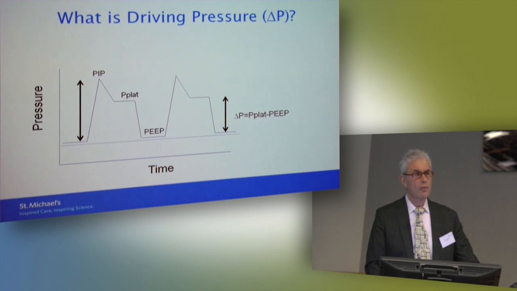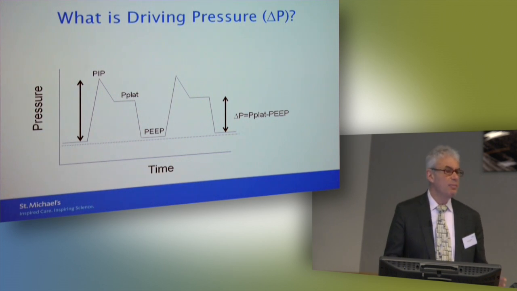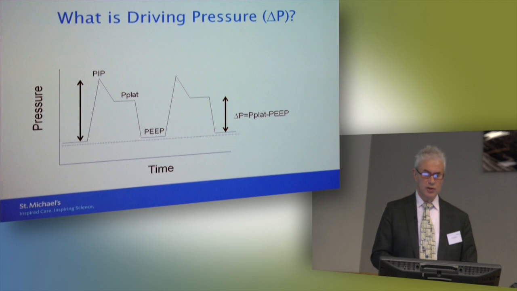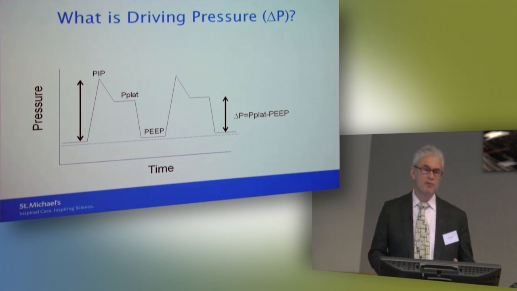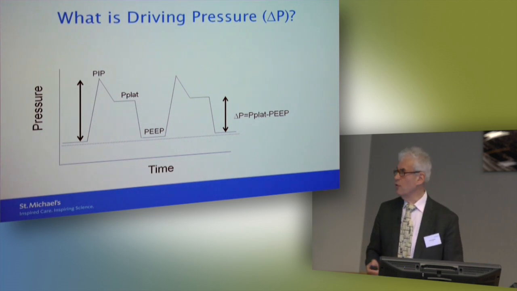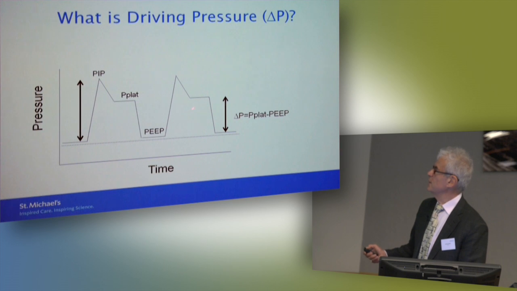So first of all, what is driving pressure? There are actually a few definitions of driving pressure. One of them in the literature is peak inspiratory pressure minus plateau pressure. That includes the flow resistance, of course. The one we're using in this paper is plateau pressure minus PEEP.